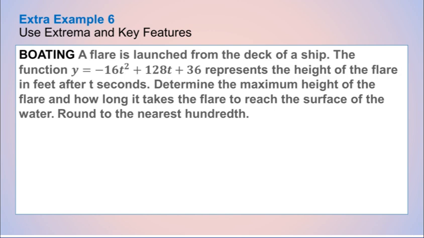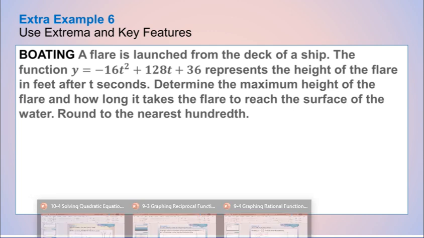And our last one: a flare is launched from the deck of a ship. The function y equals negative 16t squared plus 128t plus 36 represents the height of the flare in feet after t seconds. Determine the maximum height of the flare and how long it takes the flare to reach the surface of the water. Round to the nearest hundredth. So we need to find the maximum height and then the zero, and it has to be the positive zero. So again, I'm just going to use my calculator here.